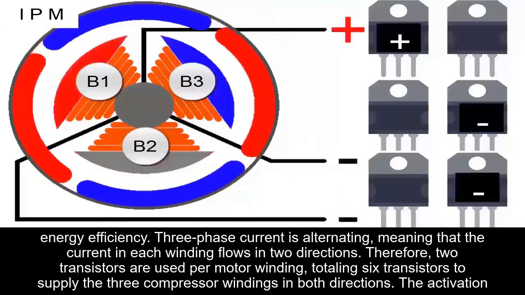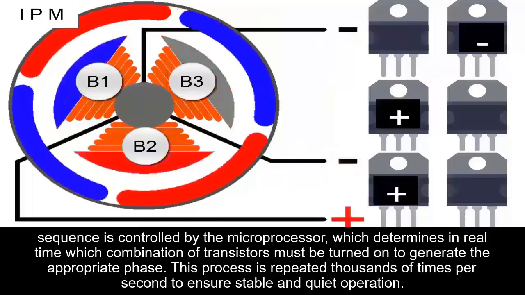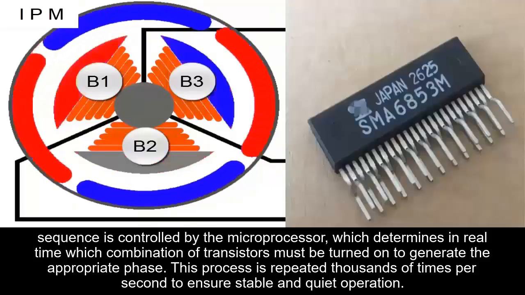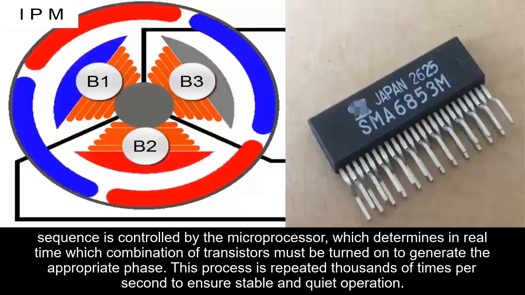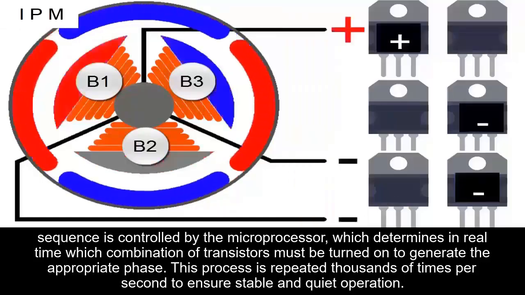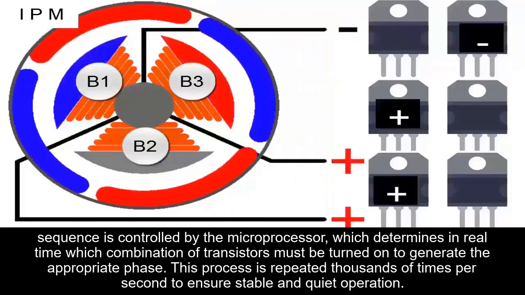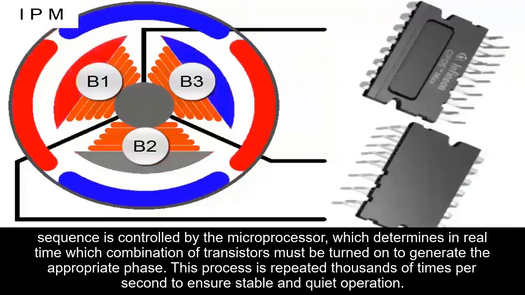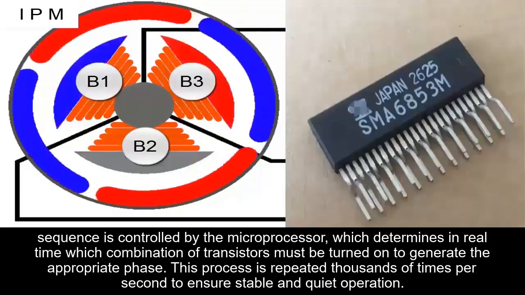The activation sequence is controlled by the microprocessor, which determines in real time which combination of transistors must be turned on to generate the appropriate phase. This process is repeated thousands of times per second to ensure stable and quiet operation.